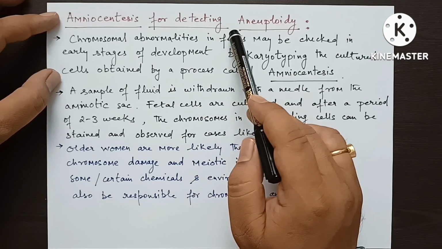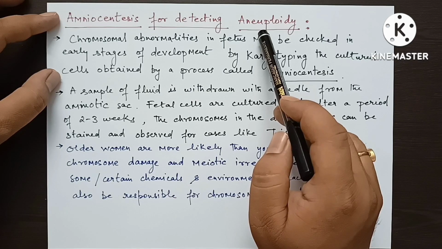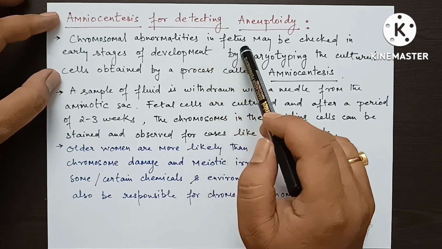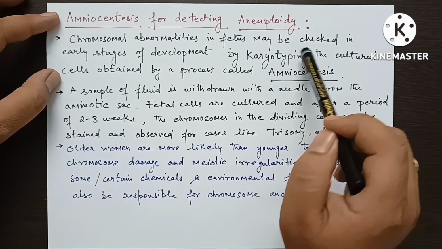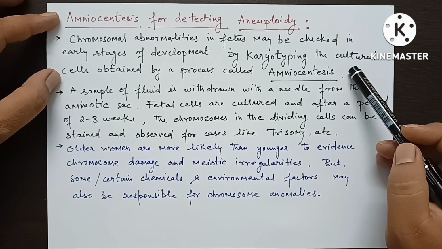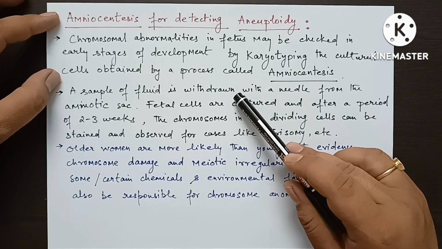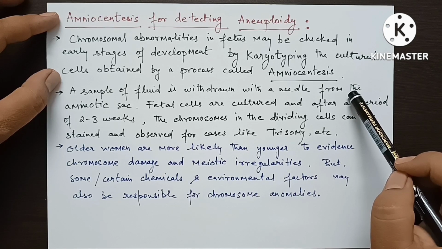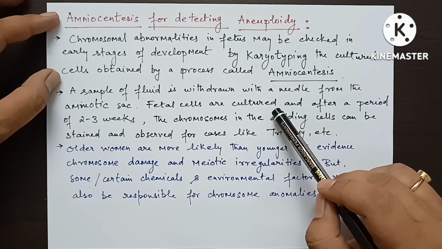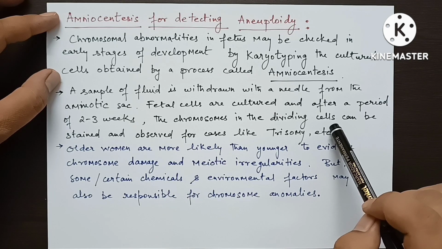Amniocentesis for detecting aneuploidy. Chromosomal abnormalities in the fetus may be checked in early stages of development by karyotyping the cultured cells obtained by a process called amniocentesis. A sample of fluid is withdrawn with a needle from the amniotic sac. Fetal cells are cultured, and after a period of 2 to 3 weeks, the chromosomes in the dividing cells can be stained, observed for cases like trisomy, Klinefelter, etc.